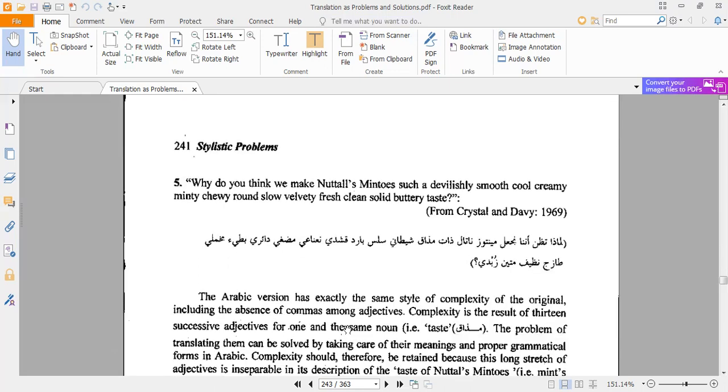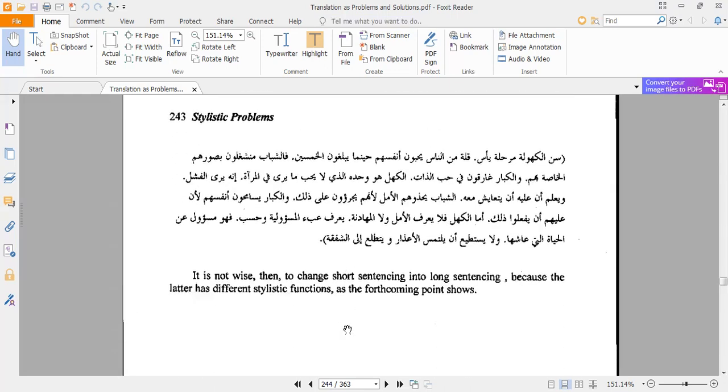Okay, as سن الكهولة مرحلة يأس. قلة من الناس يحبون أنفسهم حينما يبلغون الخمسين. فالشباب منشغلون بصورهم الخاصة بهم، والكبار غارقون في حب الذات. أوكي، يعني بتكملوها عادي، ما فيها أي مشكلة.